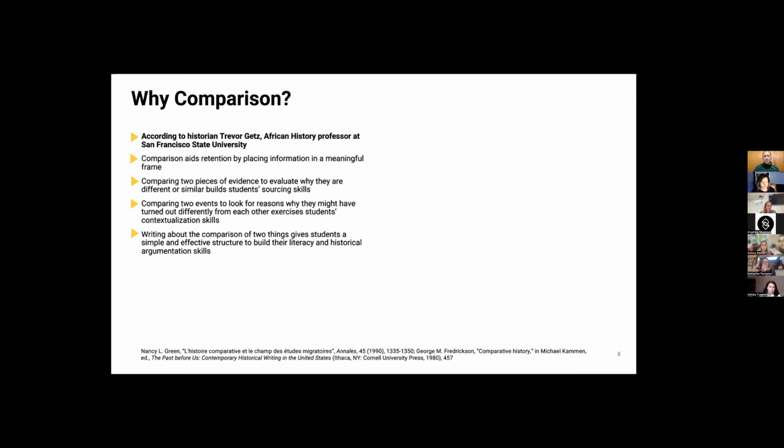So the question is, how do we know that our students actually understand how to compare effectively? That's why we're here. They can pick out things that are similar and different, but we want to be sure that they're ready to cognitively jump up and think more about the complexity of the historical issues and comparisons.